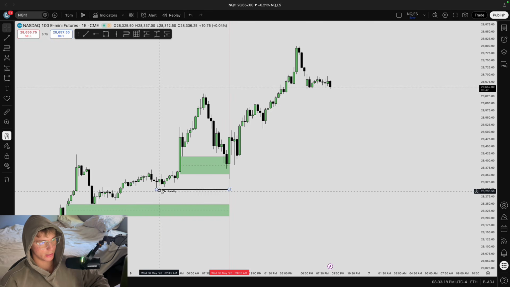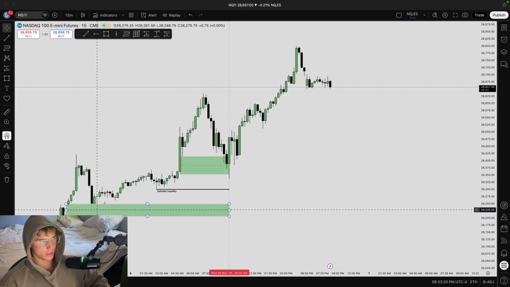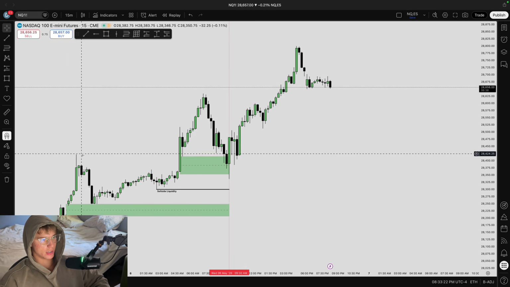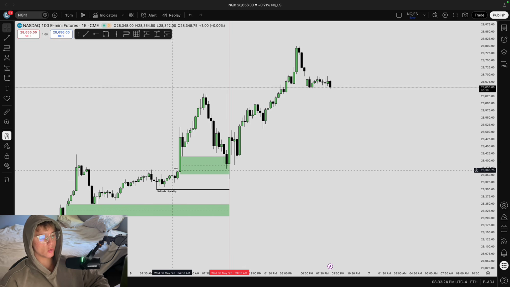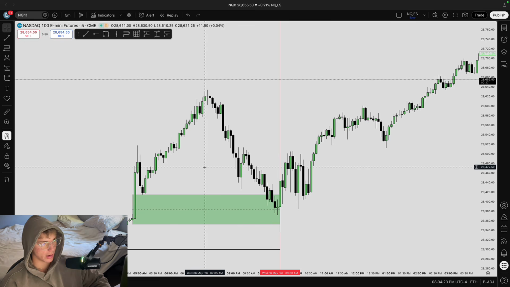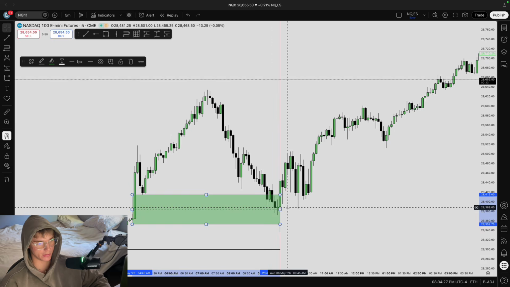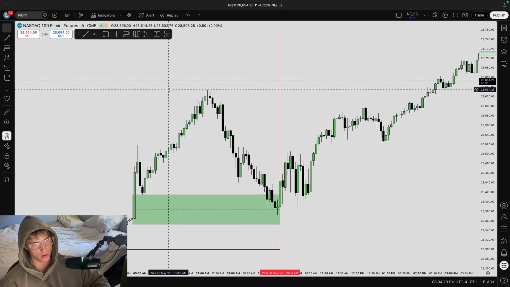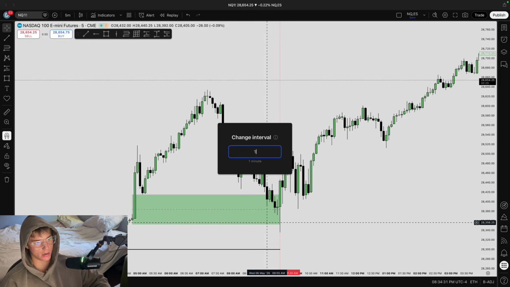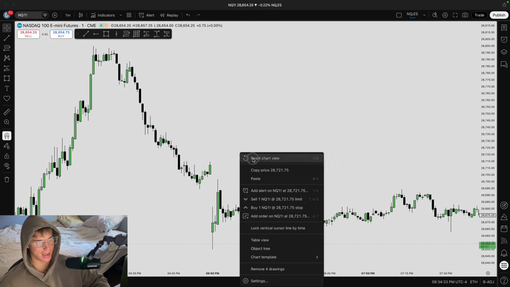This was London low. This was Asia low. And then obviously Asia high and London high already got hit. So on the higher time frame, this is the 15-minute fair value gap that we are looking to get respected. As you can see on the 5-minute, it perfectly gets respected, but we have to go down into the smaller time frames in order to actually see it.